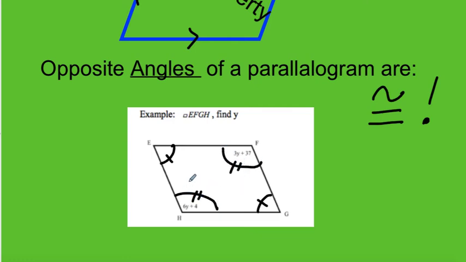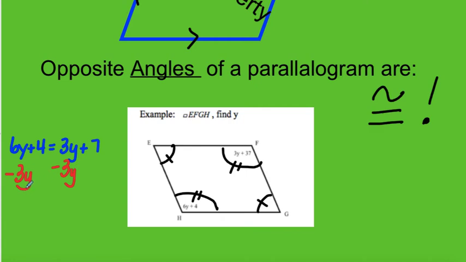Opposite angles are congruent. All right, so if I want to solve for a variable, like in this case, solve for y, I can write an equation. 6y plus 4 equals 3y plus 7. Okay, it's a linear equation. Why? Because the highest exponent of the variable is a 1, so it's where we use our algebra, we balance our equation.